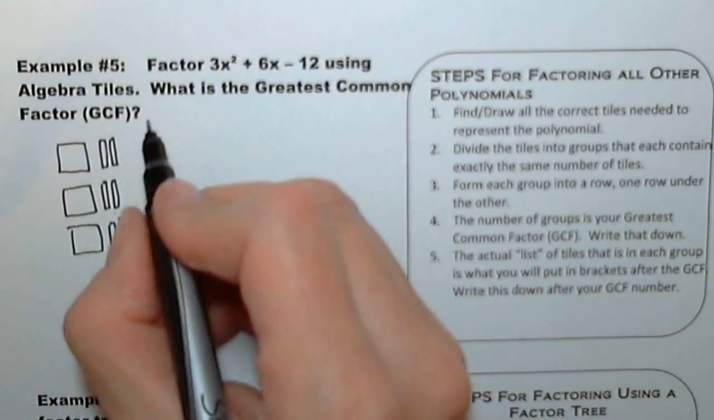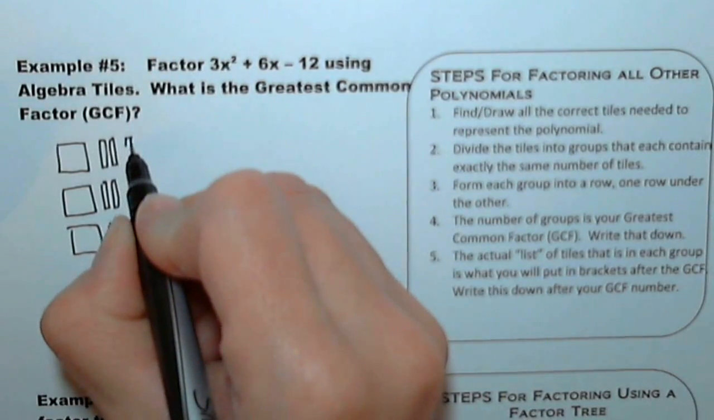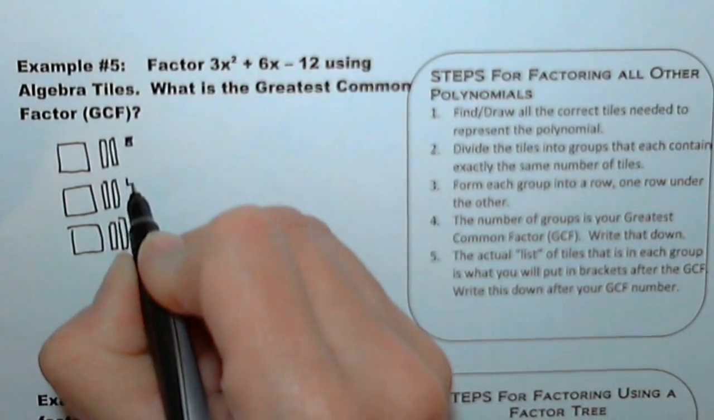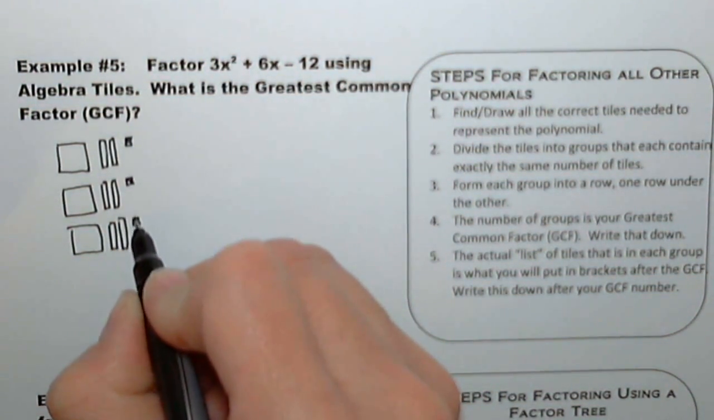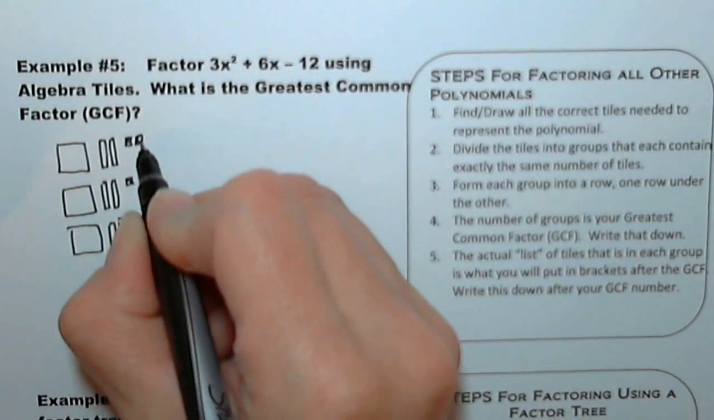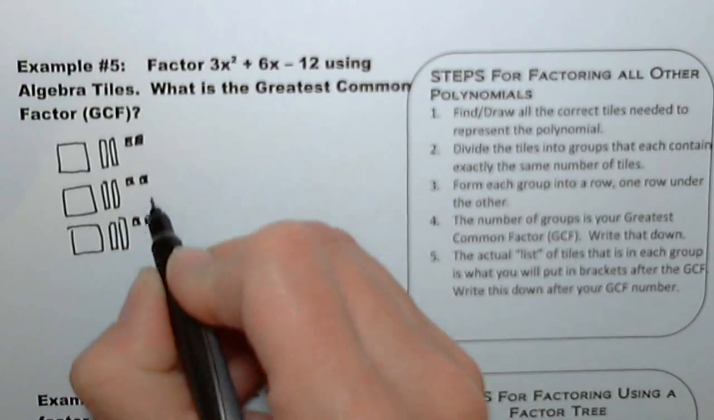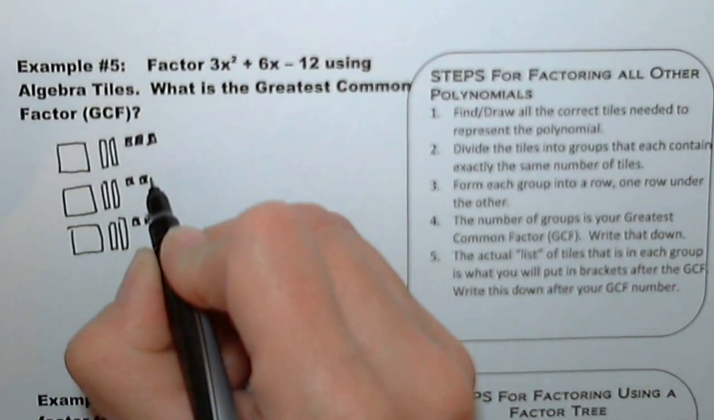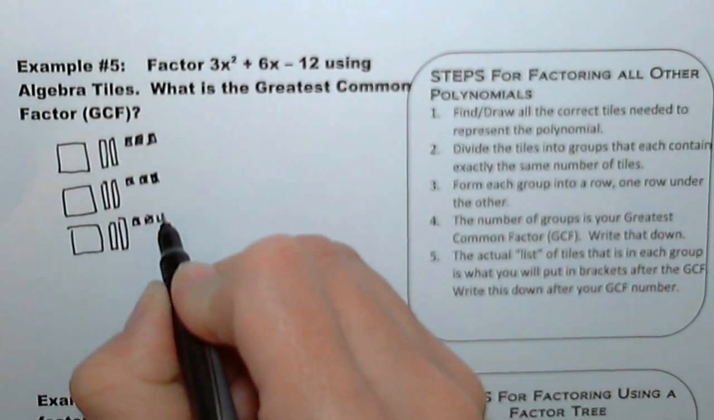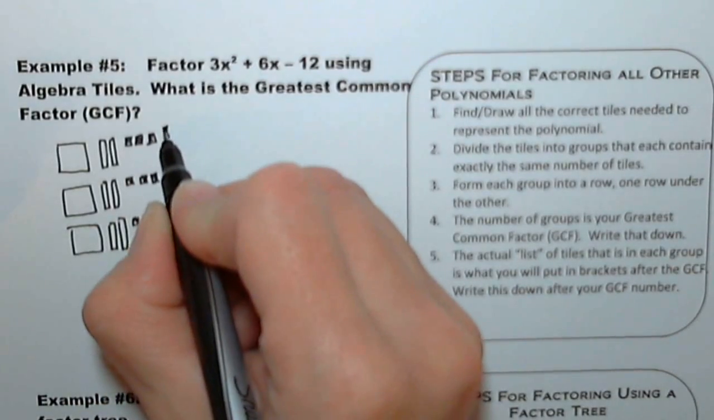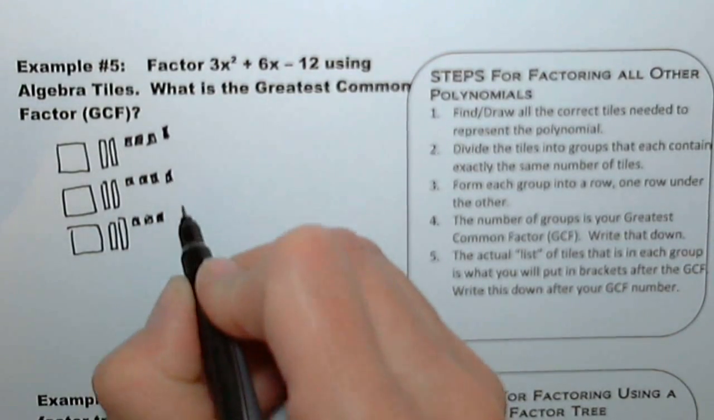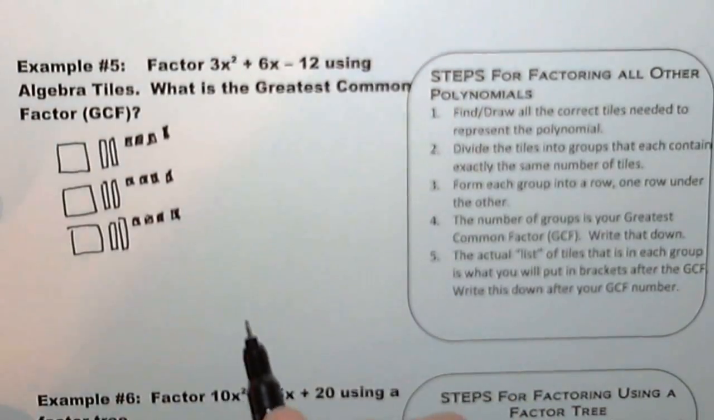And I have 12 little guys that are colored in to pass out. So 1, 2, 3, 4, 5, 6, 7, 8, 9, 10, 11, 12.